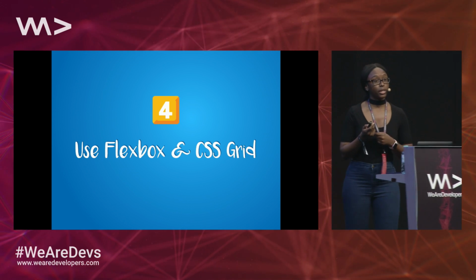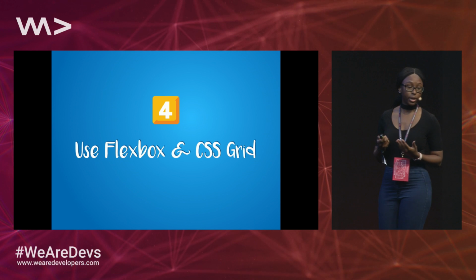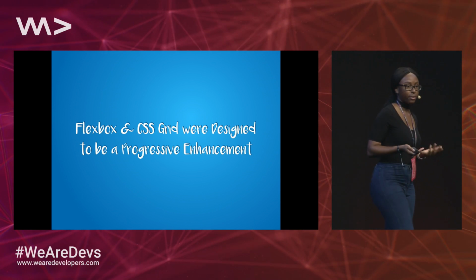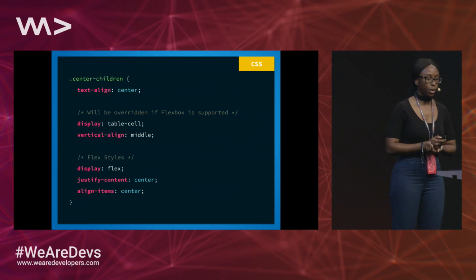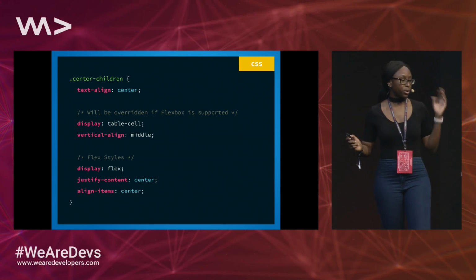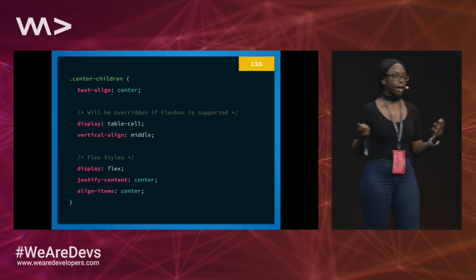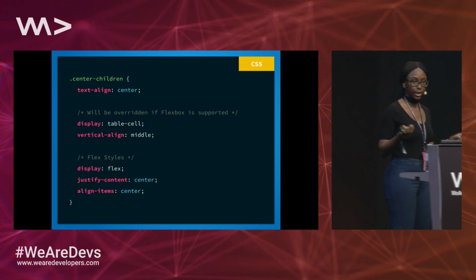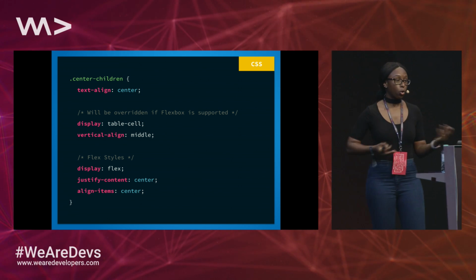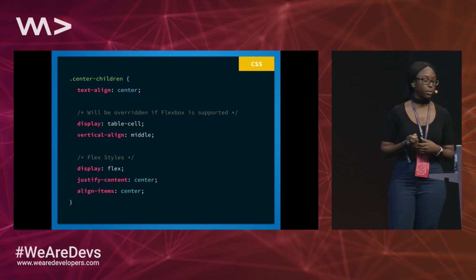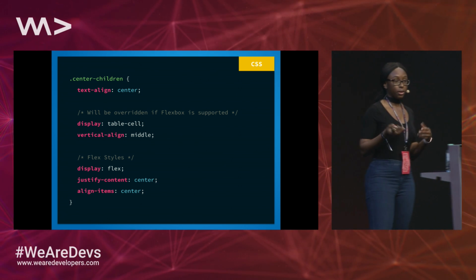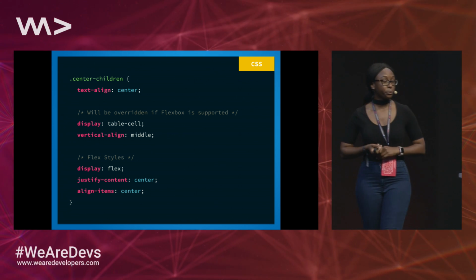Another thing we can do is use Flexbox and CSS Grid. And these were really designed to be a progressive enhancement, and this is because of the way they work. So, for example, this is a Flexbox example. If you want to have an element that will have its children both vertically and horizontally centered, we can do it the old way, which is like display table cell and vertical align middle. But we can also do it the Flex way, which is nicer.